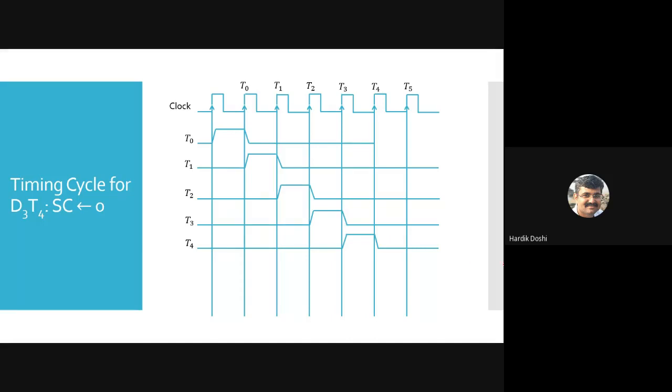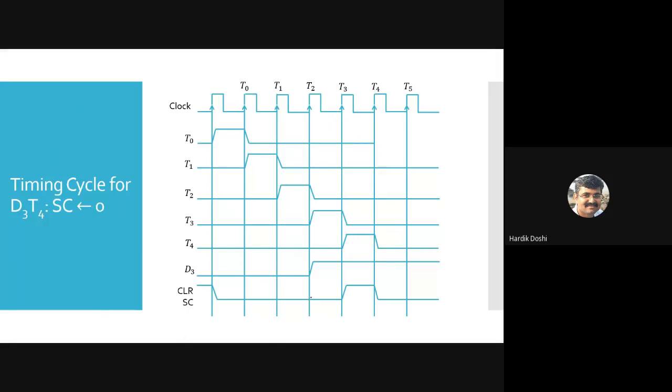But what I have stated is when D3 and T4. See, my D3 is made 1 at this point of time. But at that time T4 was 0 only. So at that time I am not supposed to do anything. The clear signal for AC is 0. You can make out. It is 0.